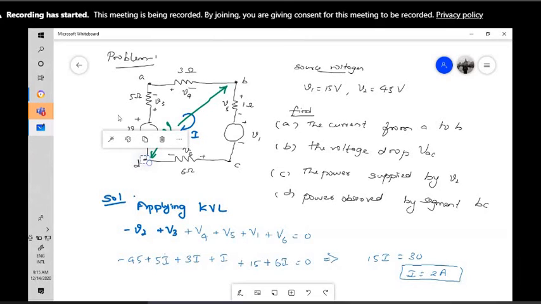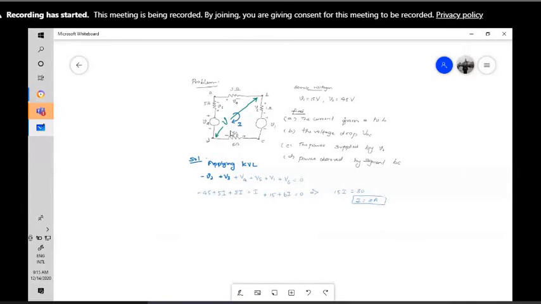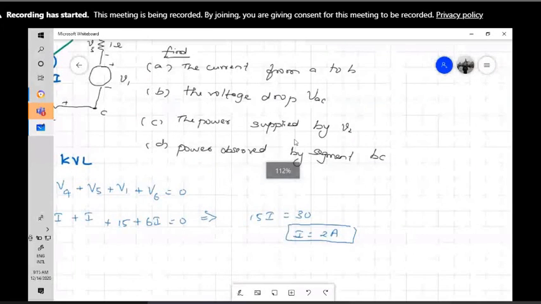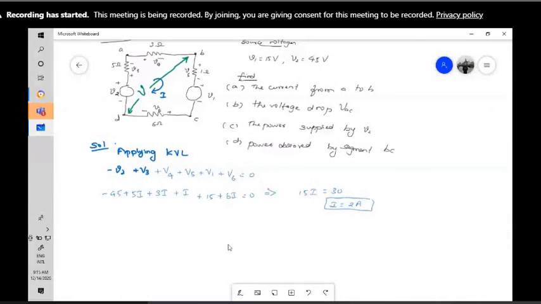As I told already, it is the quantity that I am interested in, not the polarity. Ultimately I am interested in knowing how much drop has actually happened in this part of the circuit. That's it. So this will be the same. You can repeat the analysis if you want to find this voltage drop.